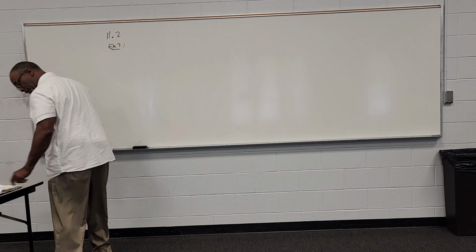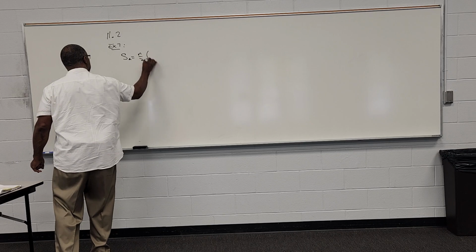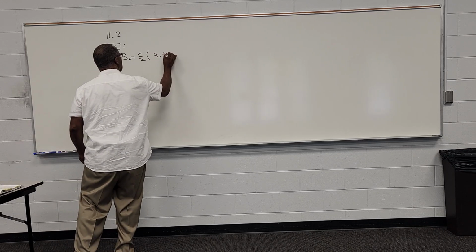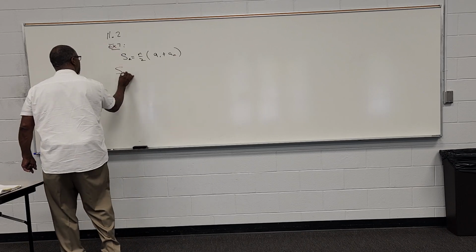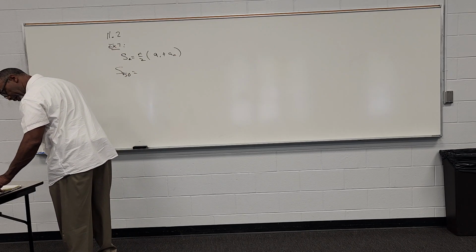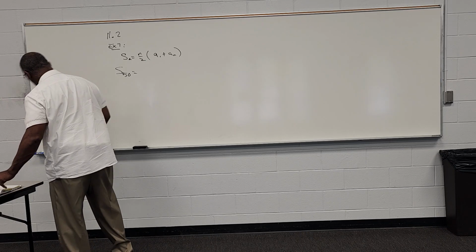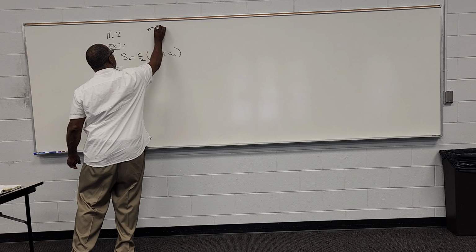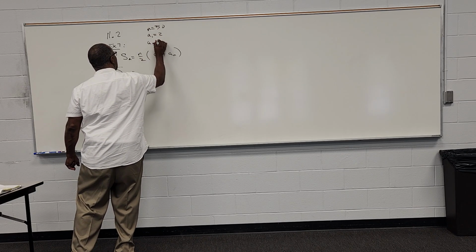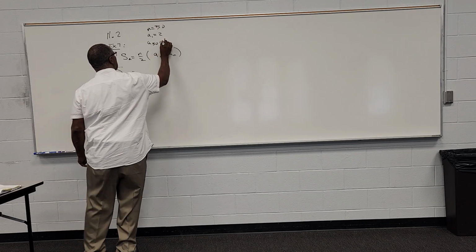And on that last video, I had gotten down to S of n equals n over 2 times a1 plus an. And we were looking for S of 50, right? And we had already figured out that a1 was 2, n was 50, and we had just found out that a50 turned out to be 100.